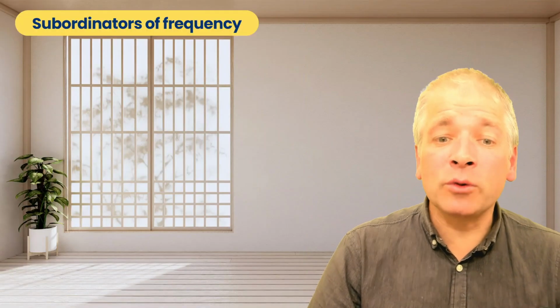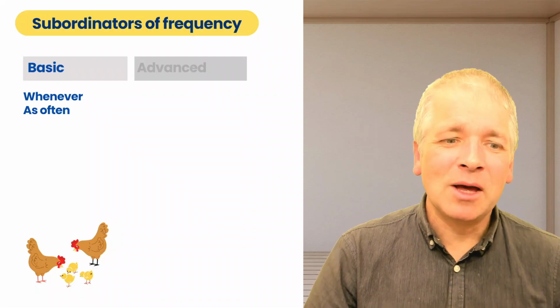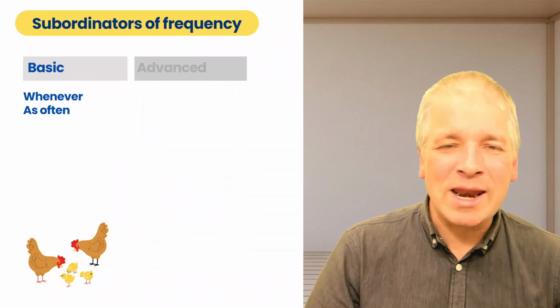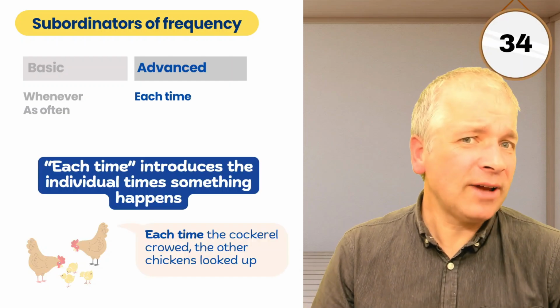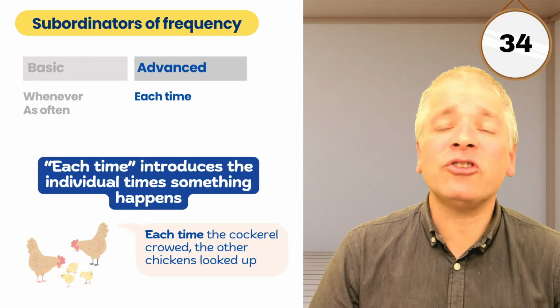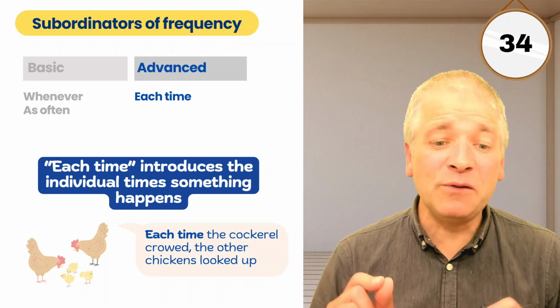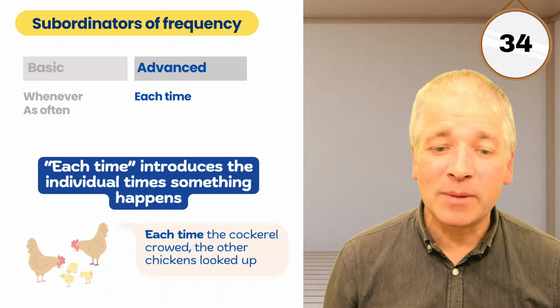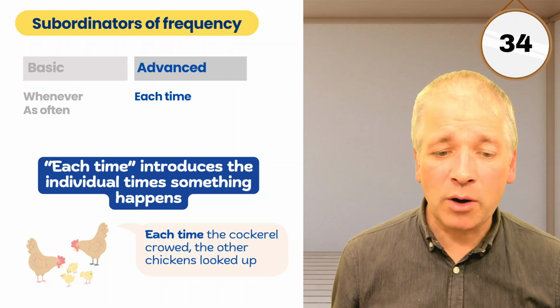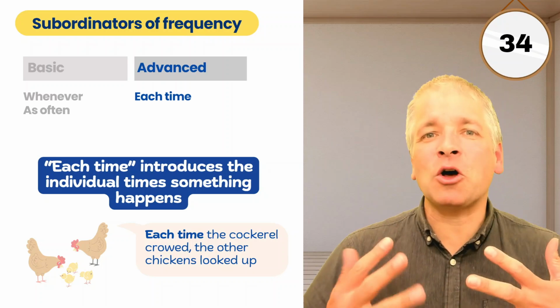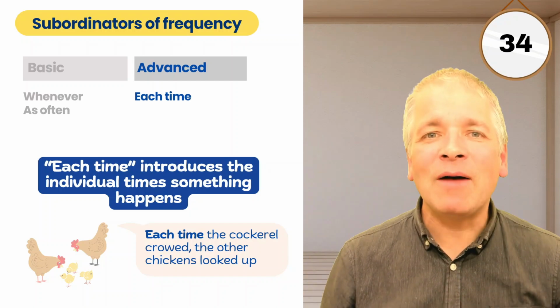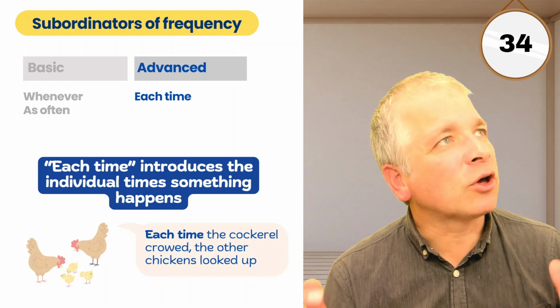Now let's go on to subordinators of frequency. We're probably familiar with words such as whenever or as often. But other subordinators of frequency include each time, which introduces the individual times something happens. Each time the cockerel crowed, the other chickens looked up. So crowed is when the cockerel sings its song, and then all the other chickens looked at the cockerel, being the male chicken.